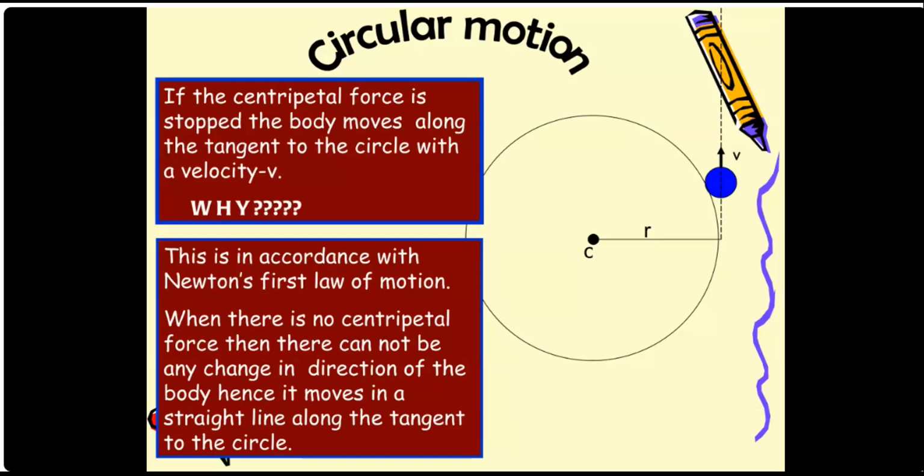And then they say if the centripetal force is stopped, the body moves along the tangent to the circle with a velocity v. And they ask the question, why? The answer is Newton's first law. It's going to move with that velocity, and of course, because of gravity, it is going to fall to the ground also. So that's a nice little introduction to circular motion.